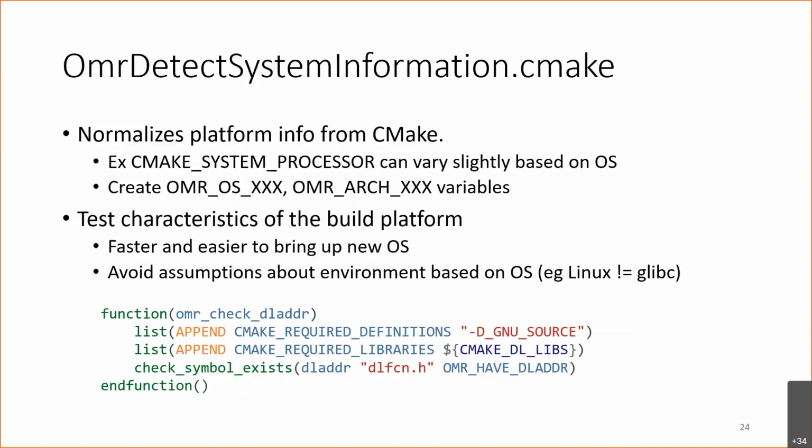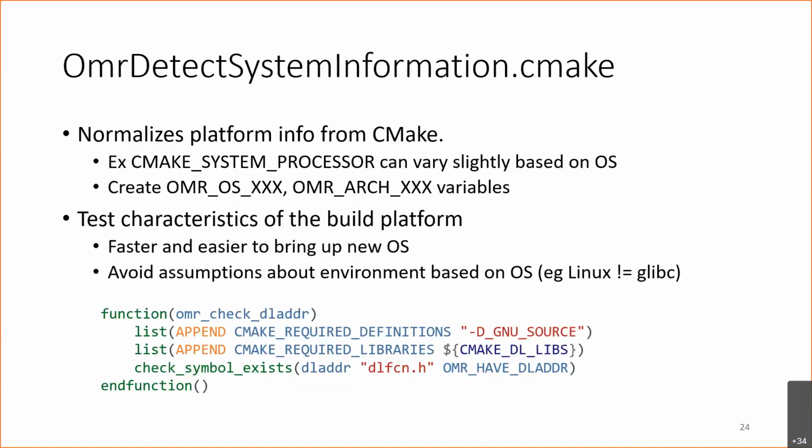The second thing we do here is test some characteristics of the build system. As an example, we have our function OmrCheckDLAdder. Pretty simple. It basically just includes a DL function.h and checks if the DLAdder symbol exists. Previously, the code in OMR that relies on this in the port library was just ifdef on Linux or OS X. But here we can actually test if the function exists and switch behavior without having to maintain a list of supported OSs for this.